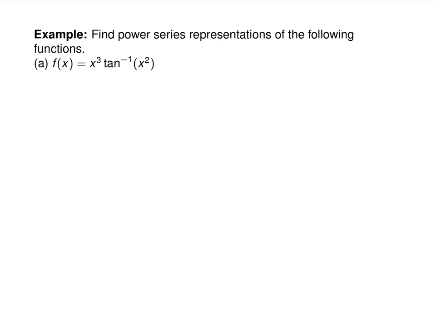Using those power series we know, let's find a power series for these more complicated functions. So we'll have x cubed times the power series for inverse tangent with x squared plugged in for x. So that will be the sum from n equals 0 to infinity, negative 1 to the n, x squared to the power of 2n plus 1 over 2n plus 1.